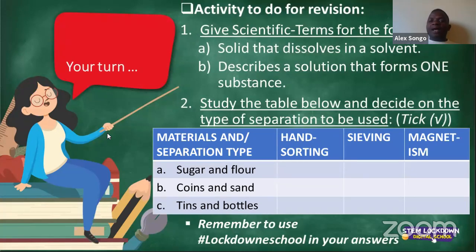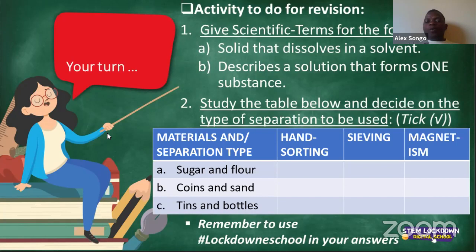So question number 1, may you please give the scientific terms for the following descriptions or explanations. 1A says, a solid that dissolves in a solvent. What is that? We spoke about that earlier on, ladies and gentlemen, and we used this as an example, and we said salt is an example, but salt is not the answer. So what is the solid that dissolves in a solvent? There's a scientific term that is used.